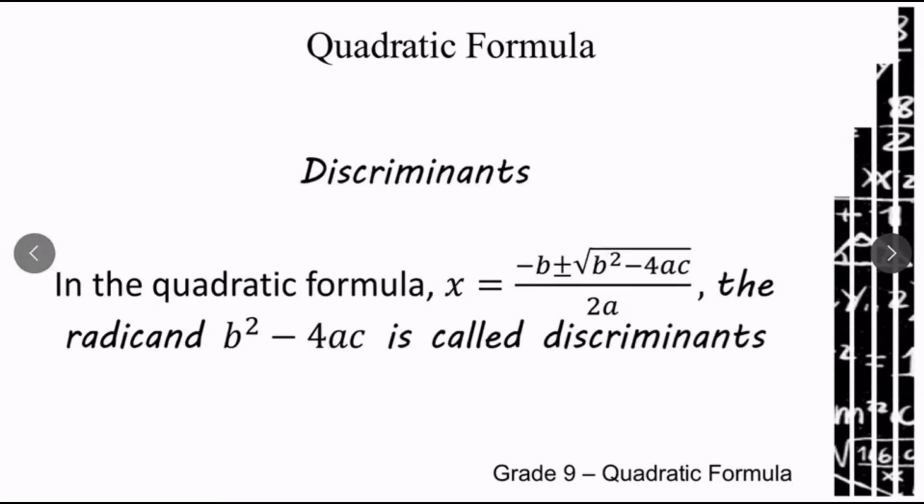In the quadratic formula, in any quadratic formula, we have x is equivalent to negative b, positive negative square root of b squared minus 4ac over 2a. The radicand b squared minus 4ac is called the discriminant. So therefore, we are talking about the value inside our radical, the expression inside the radical.